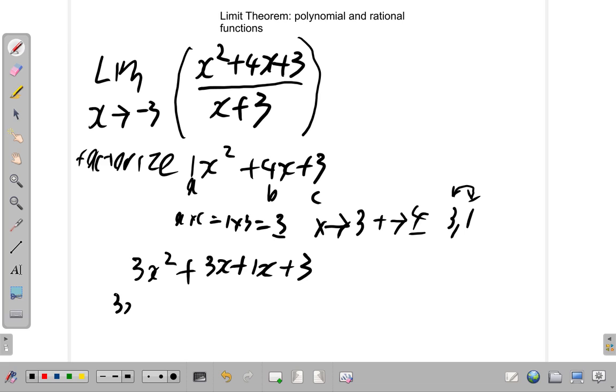So you have 3x outside the bracket, you have x plus 1 inside the bracket. Then factorize this. What you have is plus 1 outside the bracket. Get rid of the line. Plus 1 outside the bracket.